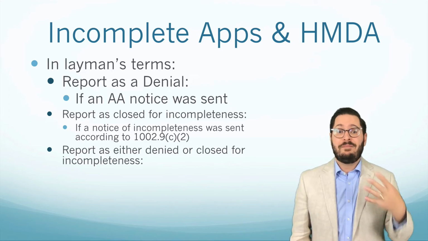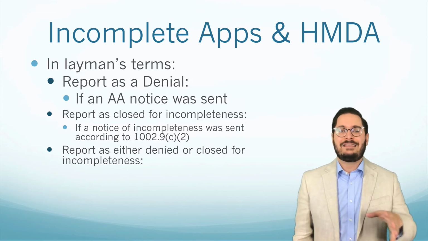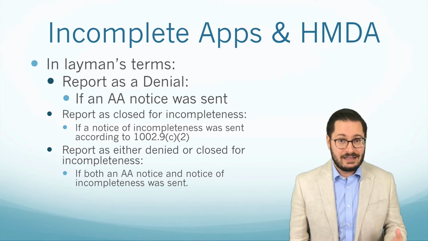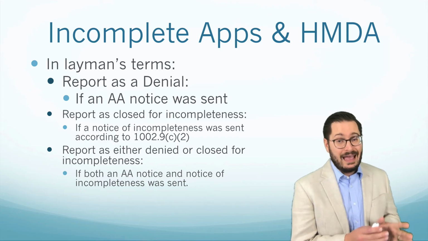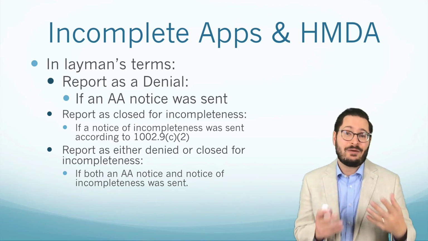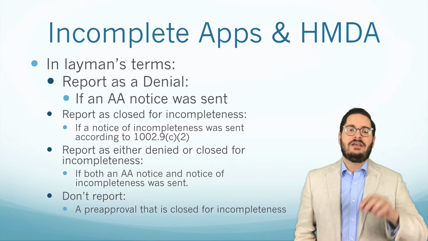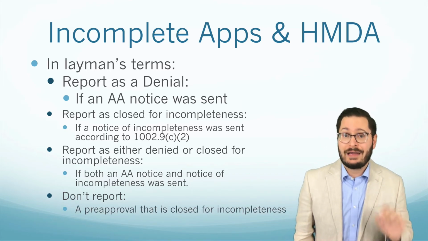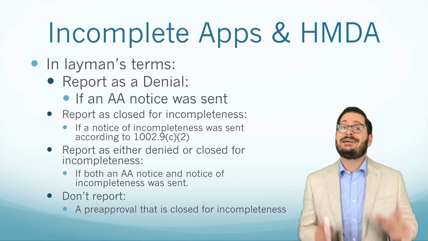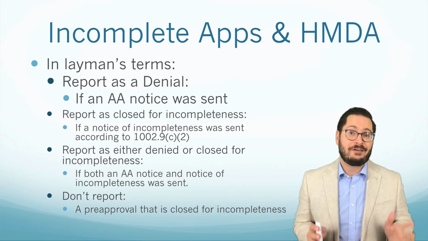Now, if you did both, you can report it as either denied or closed for incompleteness. If you sent both a denial notice and a notice of incompleteness, then you pick one. It's either or. Then you don't report it if, of course, it's a pre-approval that is closed for incompleteness. That's how incomplete applications work under HMDA.